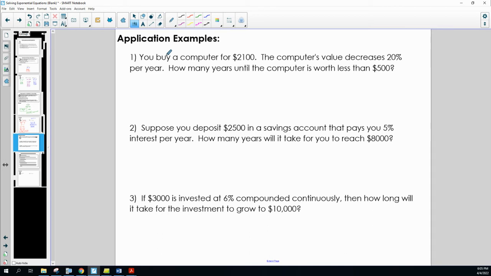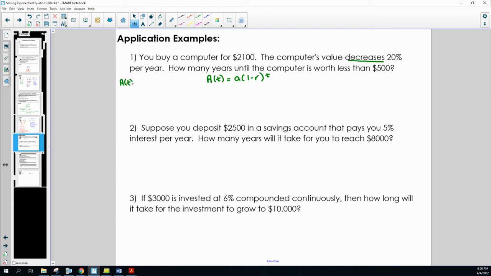So let's look at this first question. So here we see you buy a computer for $2,100. The computer's value decreases 20% per year. How many years until the computer is worth less than $500? So since it says the word decreases, this is an exponential decay function. So if you remember the equation, A of t equals a times 1 minus r to the t. It's a decay, so we're subtracting the rate. So let's identify all this information.